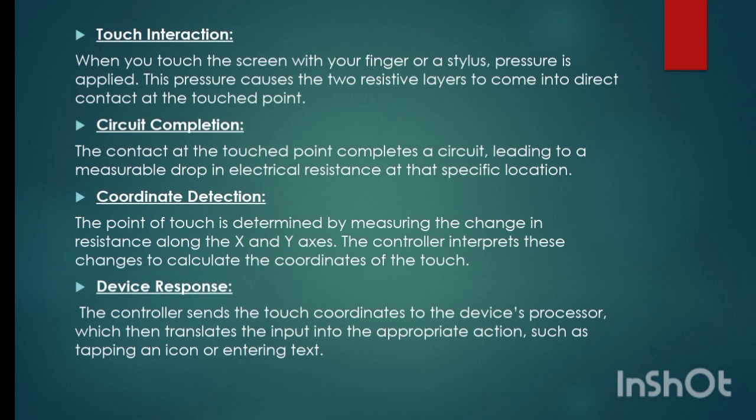at specific locations. Coordinate detection. The position of the touch is determined by measuring the change in resistance along the x and y axis. The controller interprets these changes to calculate the coordinates of the touch. Device response. The controller sends the touch coordinates to the device processor, which then translates the input into the appropriate action, such as tapping on an icon or entering text.